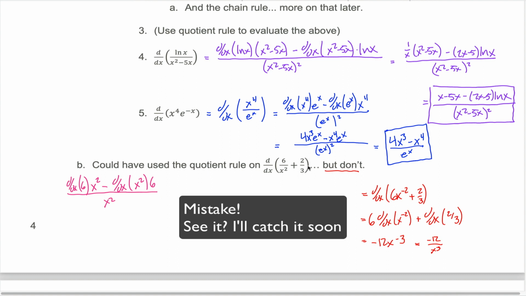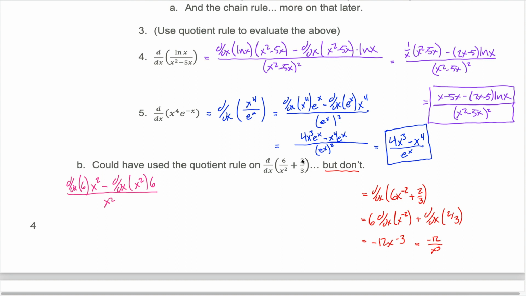Hopefully you'd recognize that this is a constant and its derivative just goes to 0. But if you don't, you might be like, well, it's a quotient. It's 2 divided by 3. I better use the quotient rule over there as well. It would be the derivative of the top, the 2, times the 3, minus the derivative of the bottom, the 3, times the 2. And then don't forget to divide the entire thing by the 3 squared.